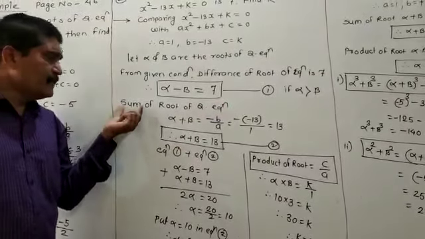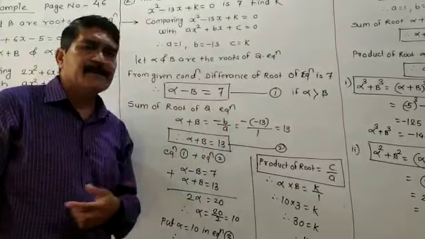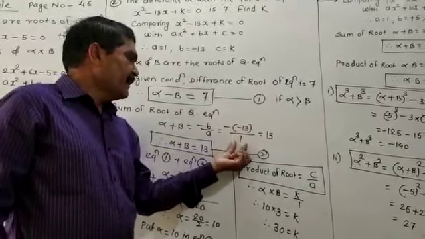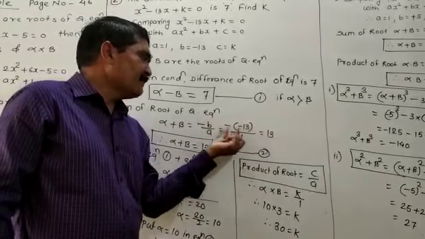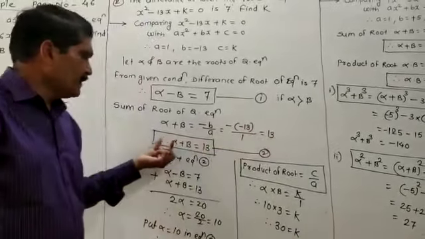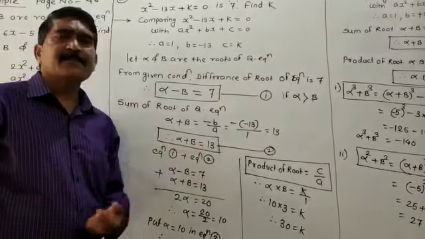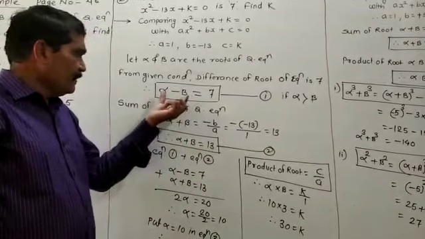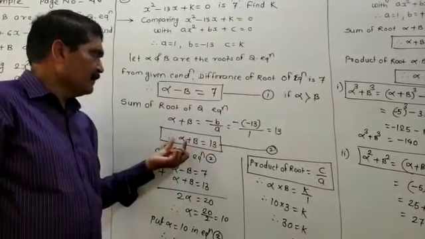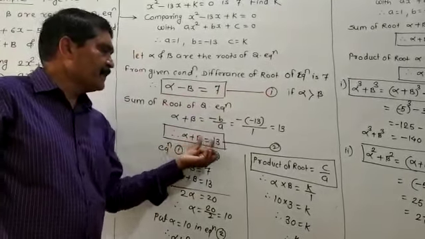And you know that the sum of the roots, alpha plus beta, is equal to −b upon a. You have to put the value of b as −13, a as 1. Minus multiplied by minus is equal to plus 13 will come. Then the sum of the roots, alpha plus beta, is equal to 13. So here one equation is alpha minus beta is equal to 7. This is equation 1. And alpha plus beta is equal to 13. This is equation 2.